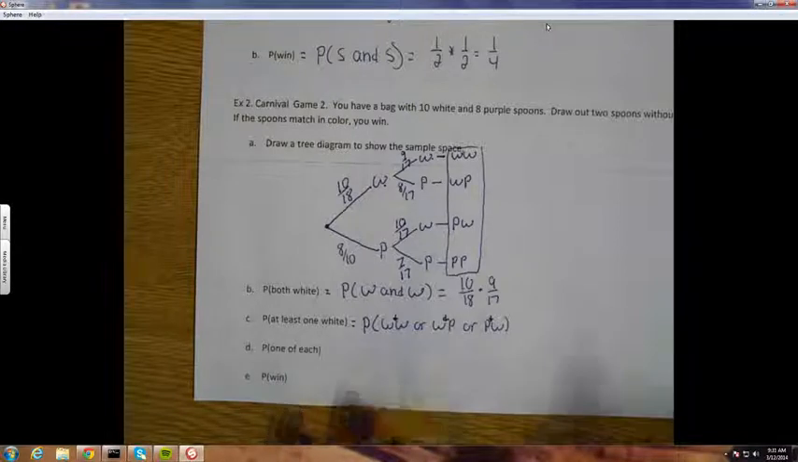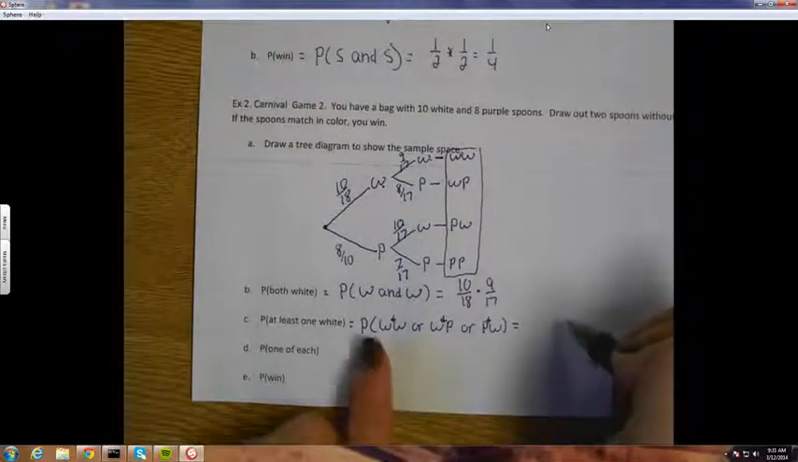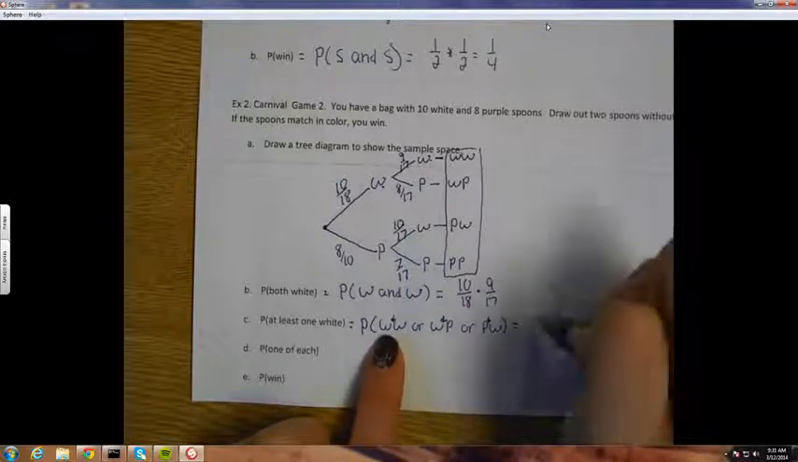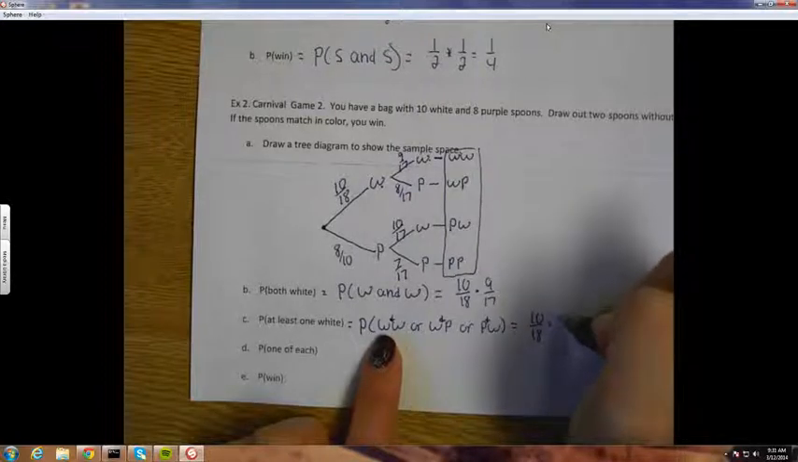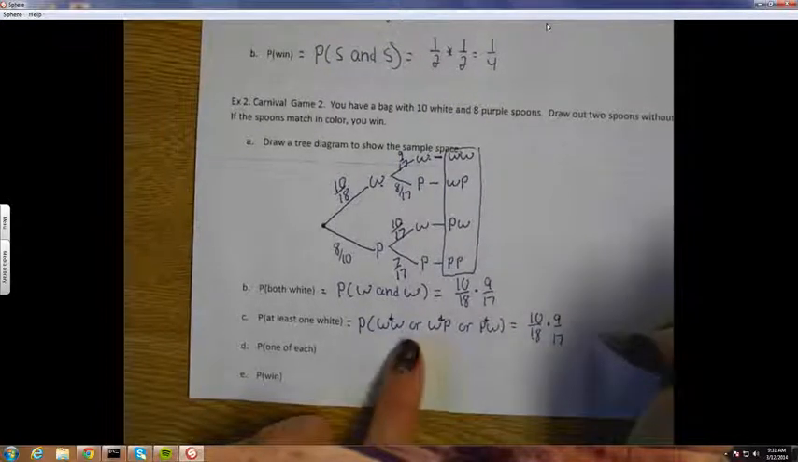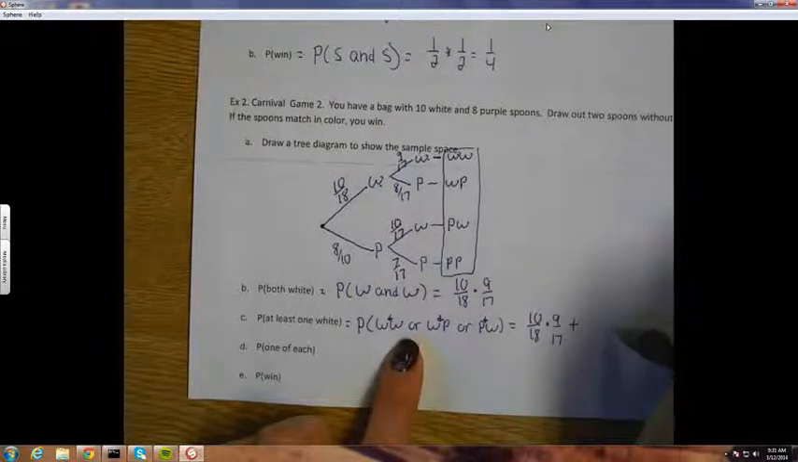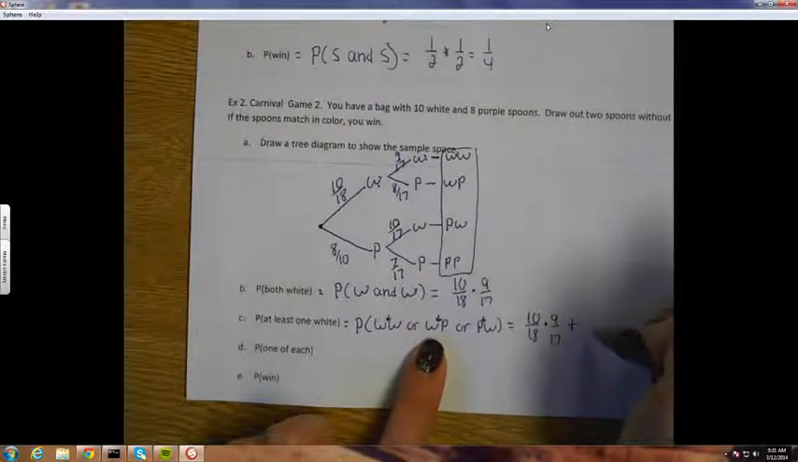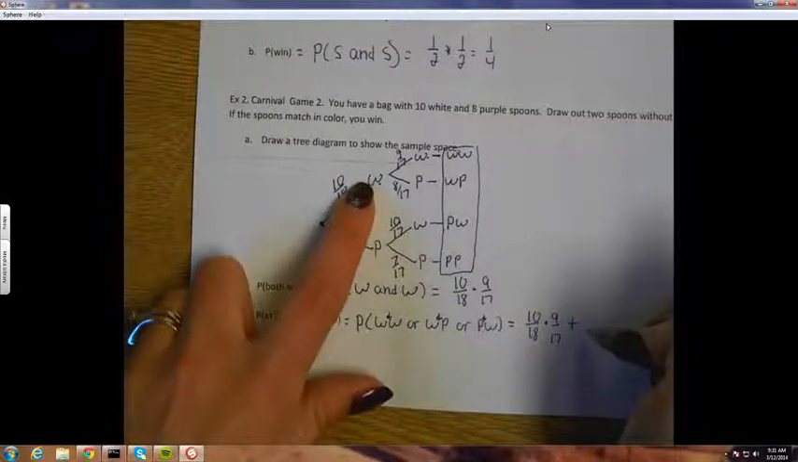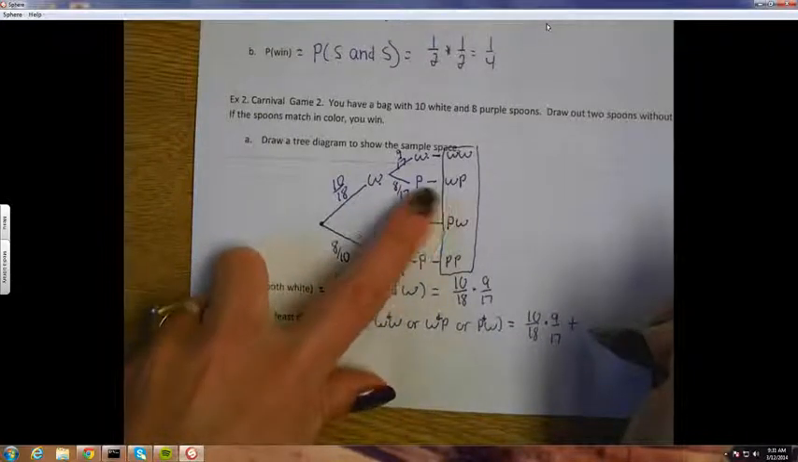So white and white, we just did it. That's the 10/18 multiplied by the 9/17. Or tells me to do what? Add the next set of probabilities. Now I got to follow the white purple branch out. What's that white purple branch going to be? White first, purple second. 10/18 times 8/17. The white purple branch is right here.